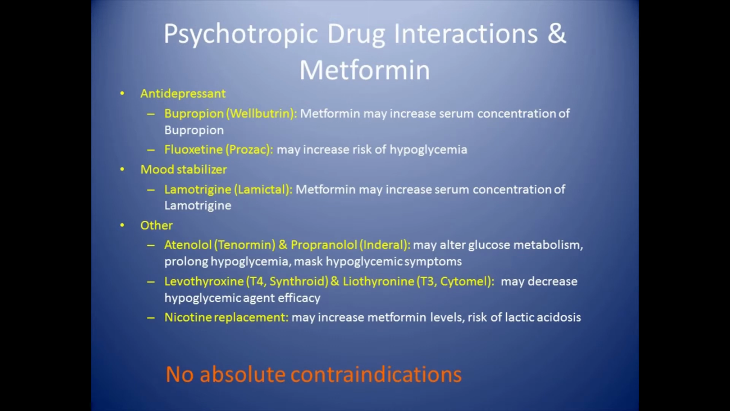Among antidepressants, metformin may increase the serum concentration of bupropion, and fluoxetine may increase the risk of hypoglycemia. Among mood stabilizers, metformin may increase the serum concentration of lamotrigine. Atenolol and propranolol may alter glucose metabolism, and T4 and T3 may decrease hypoglycemic agent efficacy. Nicotine replacement may increase metformin levels and risk of lactic acidosis.